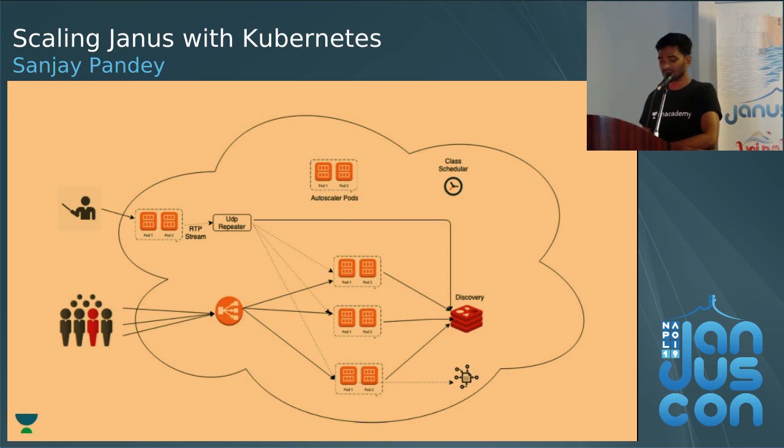Now the service which is provided by Kubernetes doesn't work well with WebSockets. So we made it headless, and we use Envoy proxy for distributing the traffic among the pods. Okay. And how about node ports?